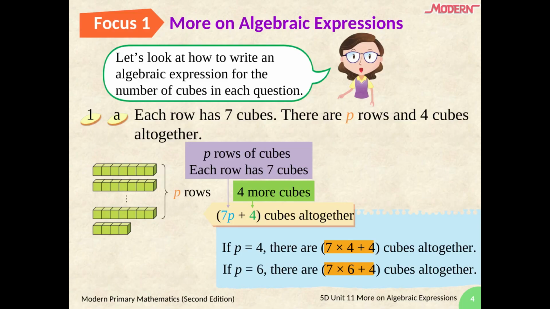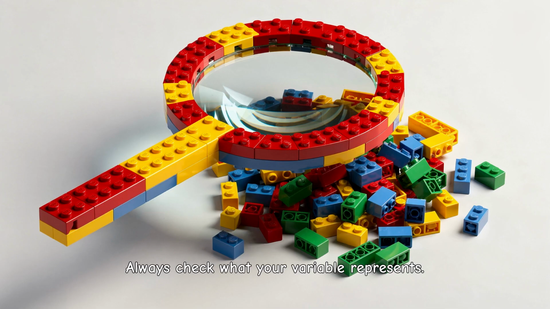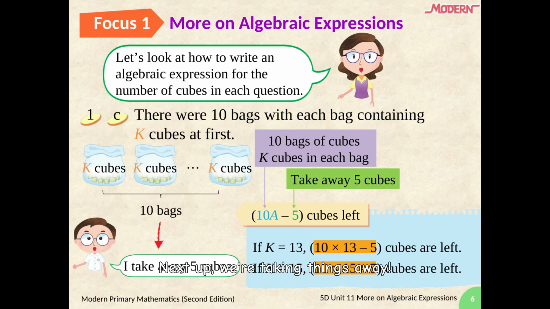See the difference? In 1a, the variable was the number of rows. In 1b, it was the cubes per row. Always check what your variable represents. It's the secret map to the whole problem. Next up, we're taking things away. 10 bags of cubes minus 5 sounds like a snack break.